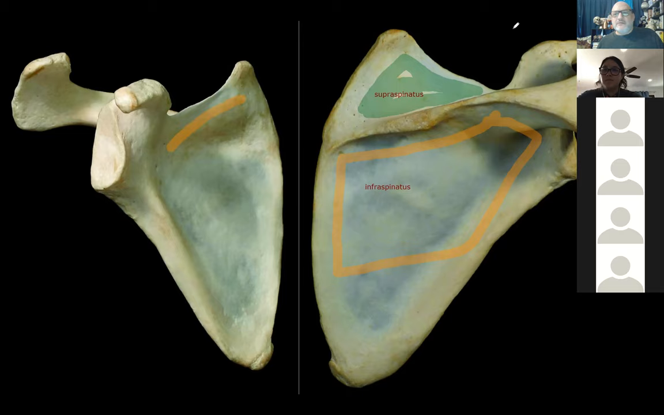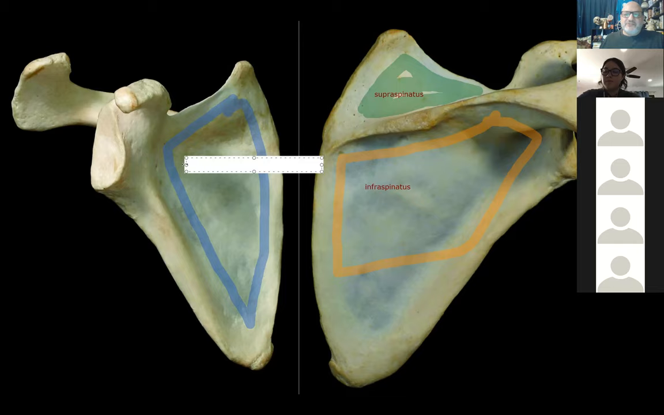On the anterior side of the scapula, there's this nice big indentation. What was this big indentation on the anterior side of the scapula called? The subscapular fossa. Subscapular fossa. And guess what muscle sits in the subscapular fossa? Subscapularis. Excellent.